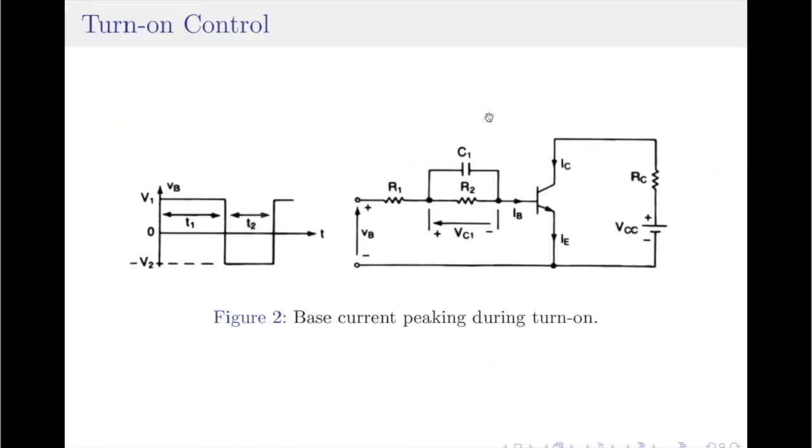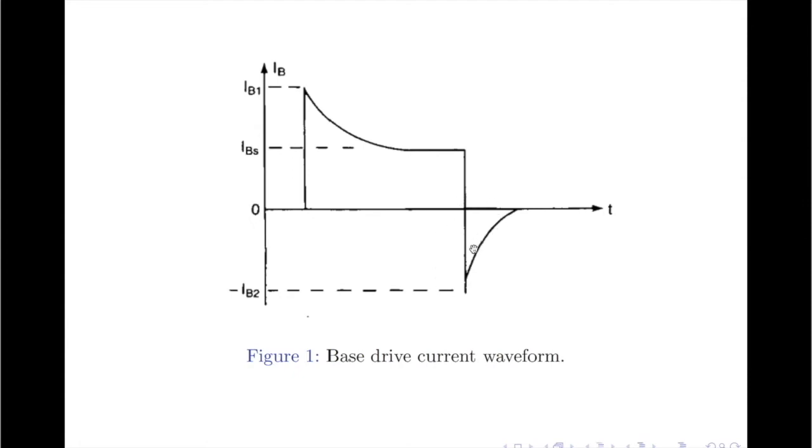Coming back to the circuit diagram, I said that this circuit can also be used for turn-off control. Let us understand how that works. When the input voltage is changed from plus V1 volt to minus V2 volt, the capacitor voltage is now added to the input voltage VB, which is equal to minus V2, and therefore a larger negative voltage is seen across the base of the transistor. This causes the base current to peak during the turn off as well, as shown in the diagram here.